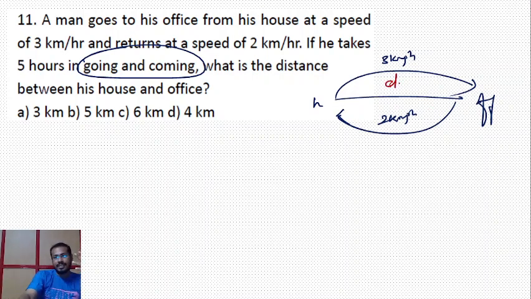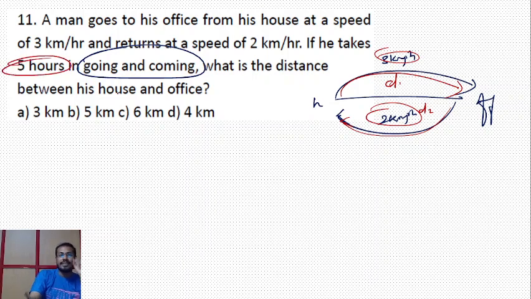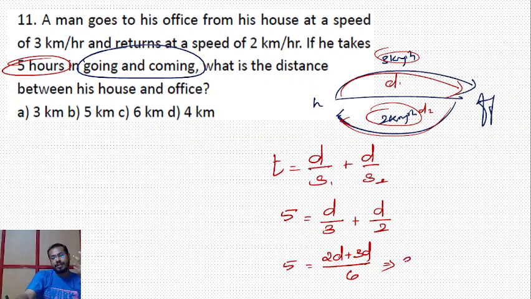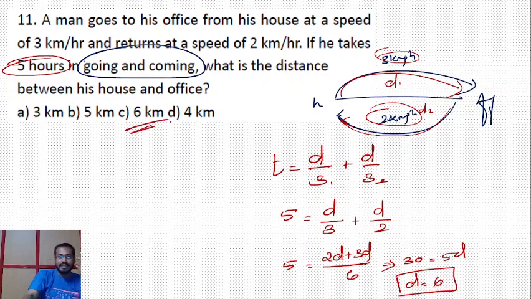Look at this: distances d1 and d2, from A to B and B to A, and the speeds are 2, but the time is only 1. That is the whole time it takes going and coming. So take the time formula: time is equal to distance by speed, the same distance but 2 times, and the speed is different. Overall time is 5 hours. So 5 is equal to d divided by the speed: 3 kilometers per hour, and the other speed is 2 kilometers per hour. Just solve this: 5 equals (2d plus 3d) divided by 6. So 5 times 6 is 30, which is equal to 5d. d is equal to 6. So 6 kilometers is the distance. Simple.